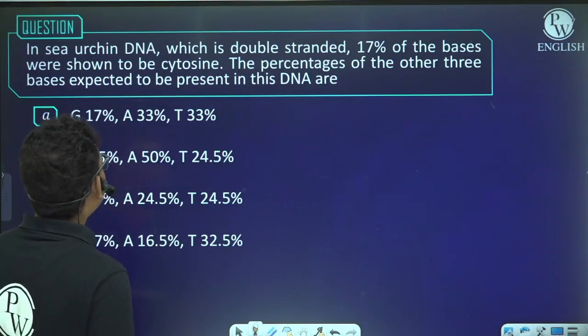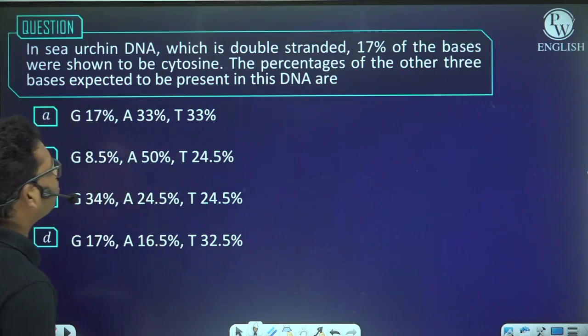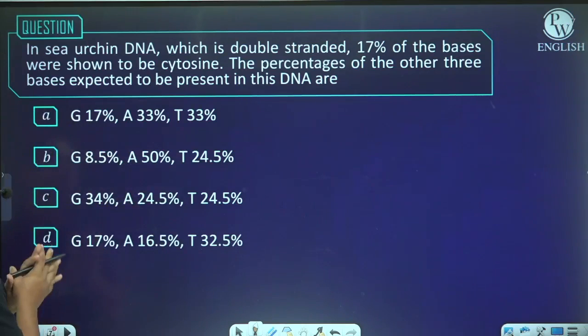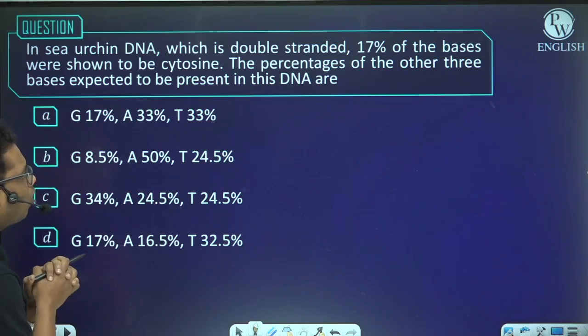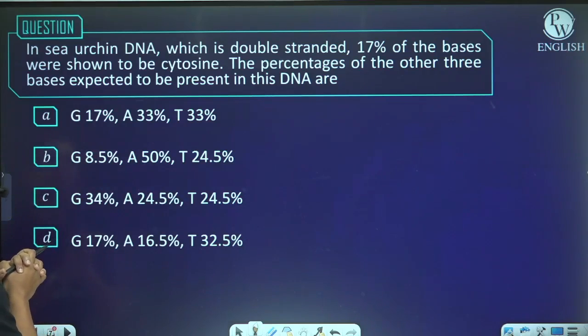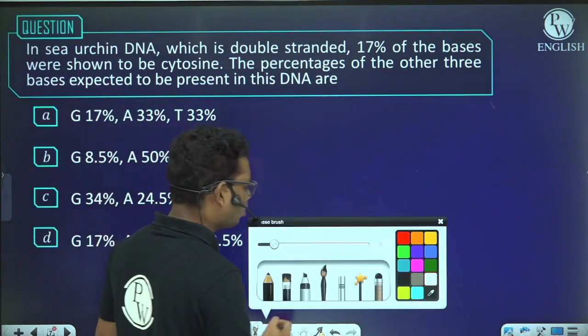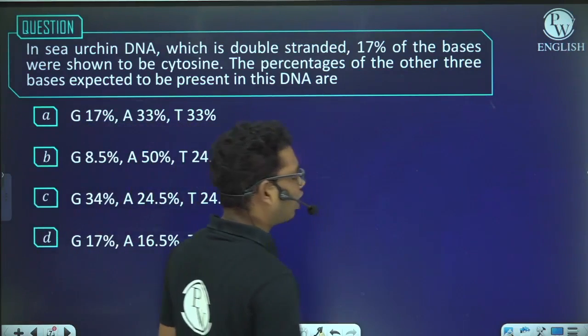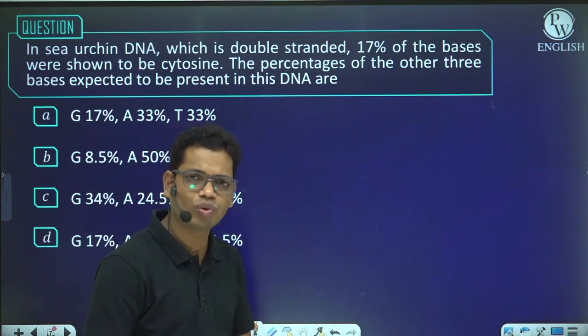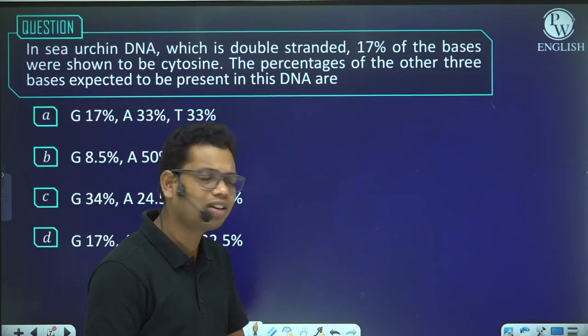in sea urchin DNA, which is double stranded, 17% of bases were shown to be cytosine. The percentages of the other 3 bases expected to be present in it? This is a question which is based on the DNA structure, and we can solve it with the help of Chargaff's rule. What does this Chargaff's rule say?